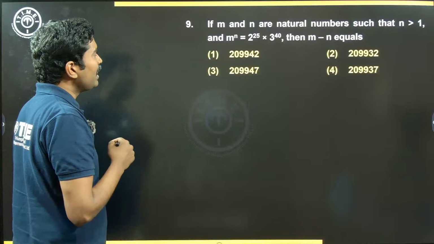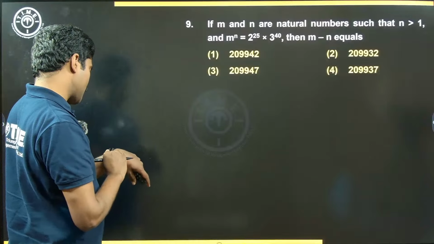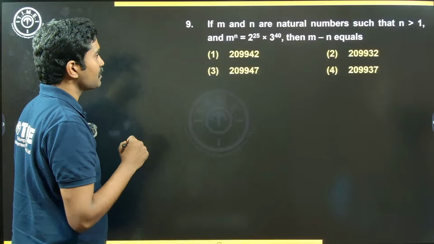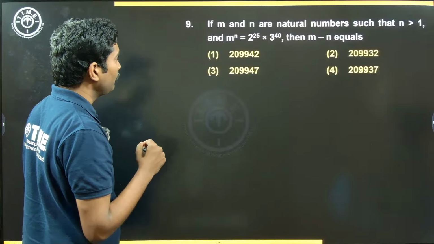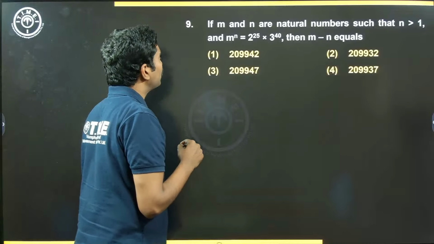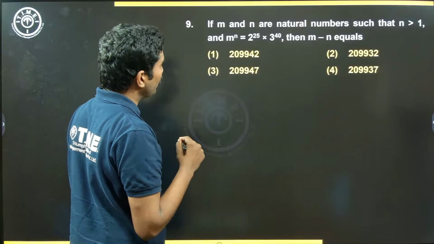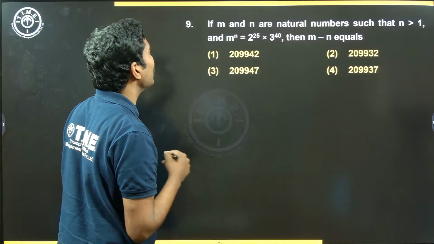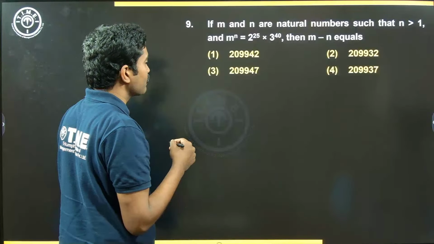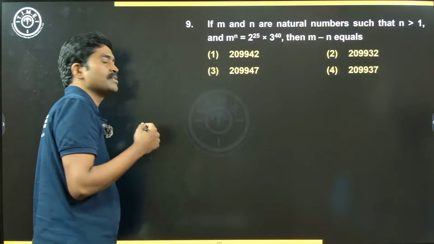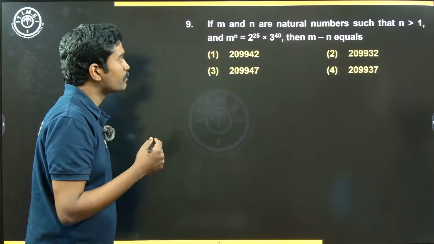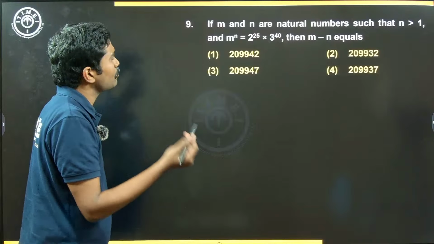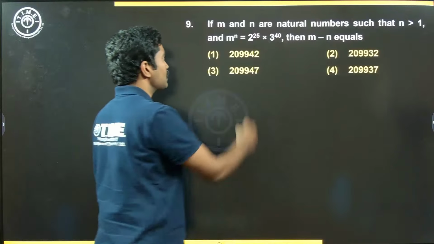If m and n are natural numbers such that n is greater than 1, and m power n is equal to 2 power 25 into 3 power 40, then m minus n equals. Looks like a question from indices and surds. It could also be a question from numbers. It also uses a bit of indices and surds, right?